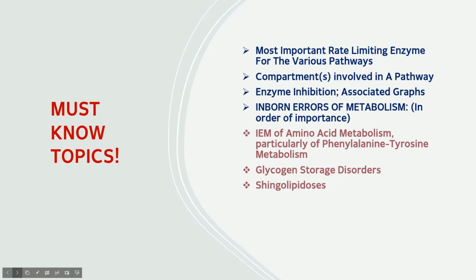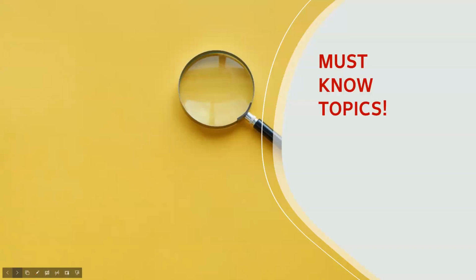Gaucher's particularly because it is the most common lysosomal storage disorder, and it is one of the first conditions for which enzyme replacement therapy was made available. So it is another favorite of the examiners. Then mucopolysaccharidosis can be asked sometimes, the Hurler-Hunter syndrome, but less frequently we get the questions from here. Then what else you should know?